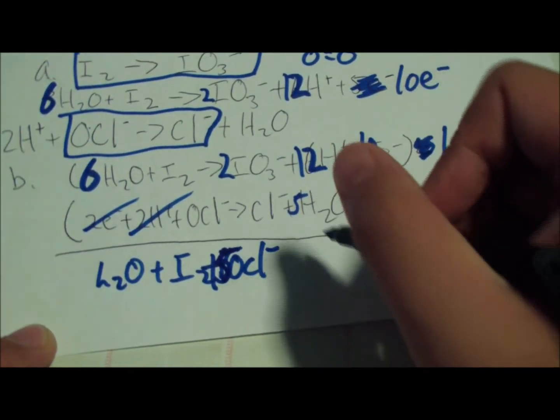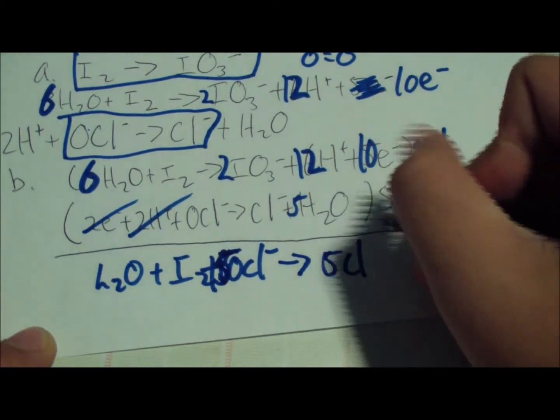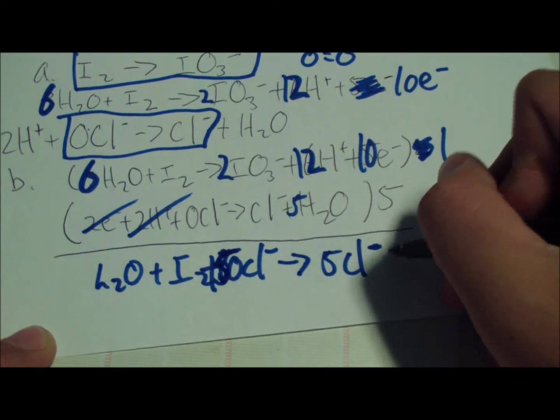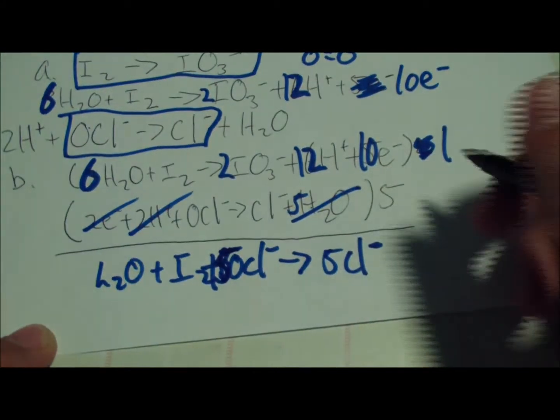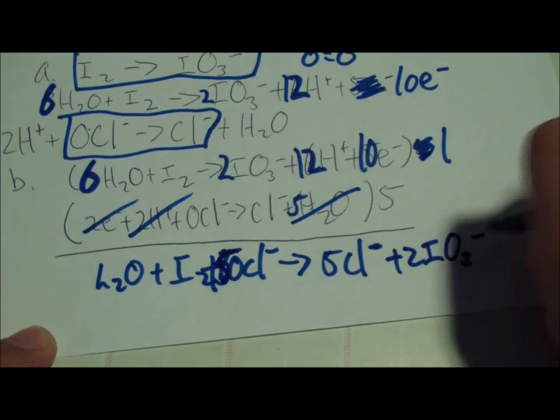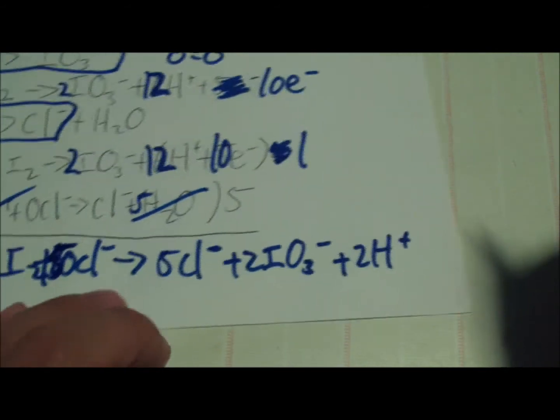And then equals 5 Cl minus, this is already gone because it cancels out, plus 2IO3 minus, and plus 2H plus. Okay, that's my answer.